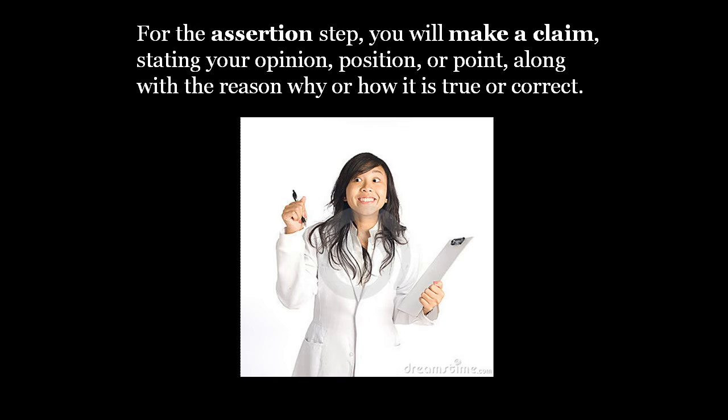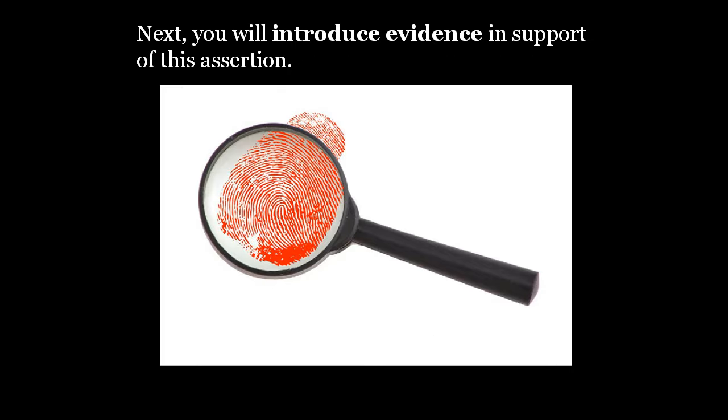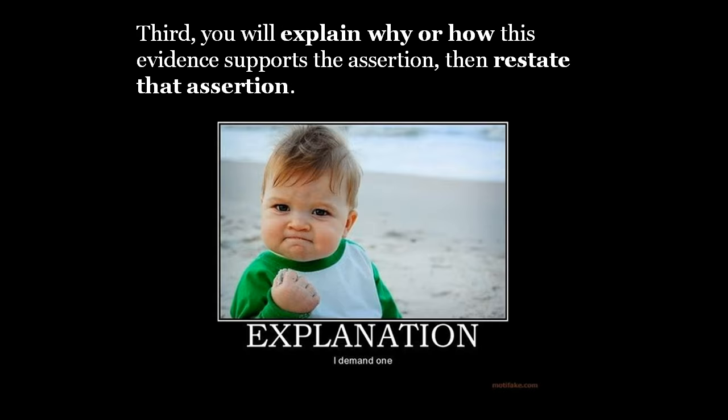For the assertion step, you will make a claim stating your opinion, position, or point, along with the reason why or how it is true or correct. Next, you will introduce evidence in support of this assertion. Third, you will explain why or how this evidence supports the assertion, then restate that assertion.